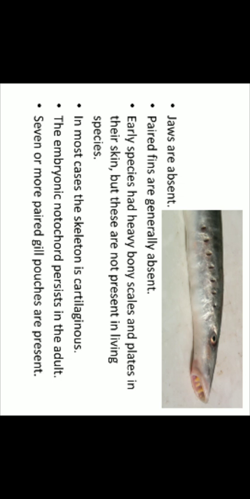The embryonic notochord persists in the adult. 7 or more paired gill pouches are present. You can see some hole-like structures; those are their gill pouches through which the sea lamprey, Petromyzon, respires. So we have completed the division Agnatha, where fertilization takes place externally. Larvae metamorphose and then migrate to the ocean. This animal is seen in oceans only. So we have completed the division Agnatha.